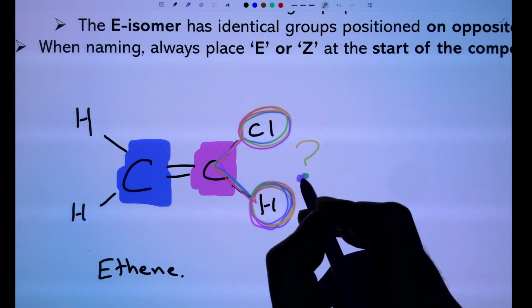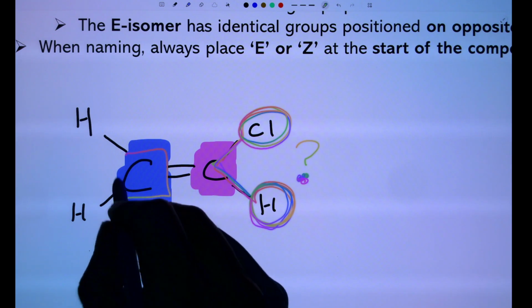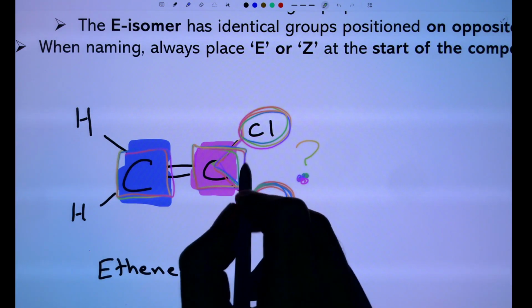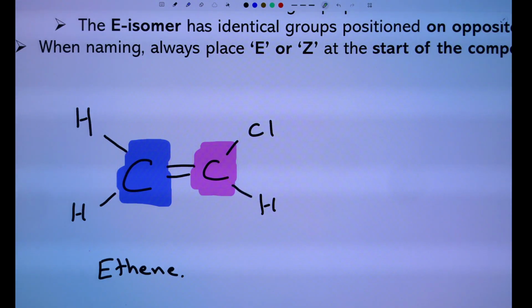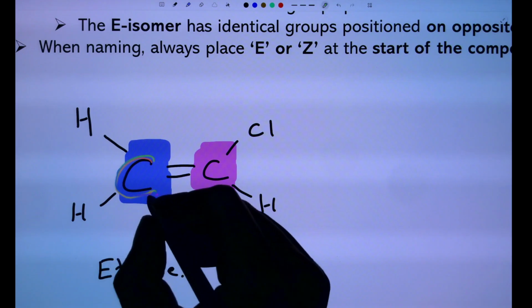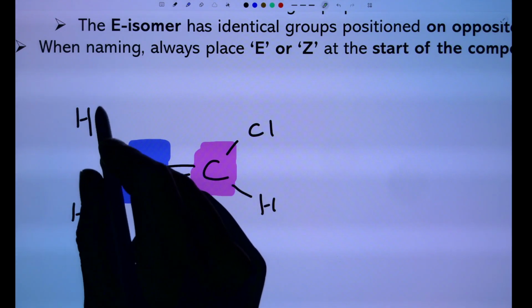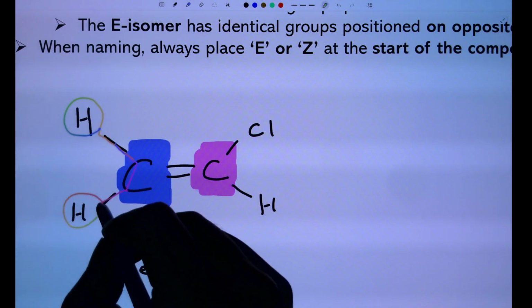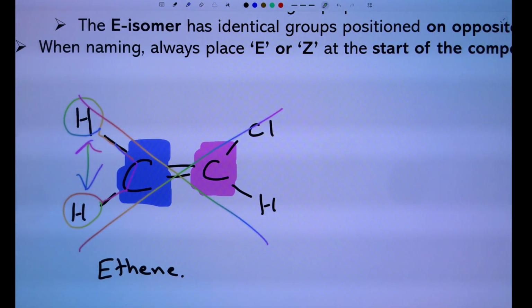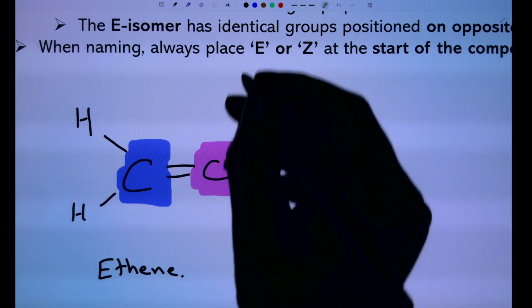It could have it. But both carbons need to be attached to two atoms or groups of atoms that are different. So let's move on to the other carbon here. It's attached to a hydrogen and a hydrogen. These two are the same. So this molecule does not have EZ isomerism.